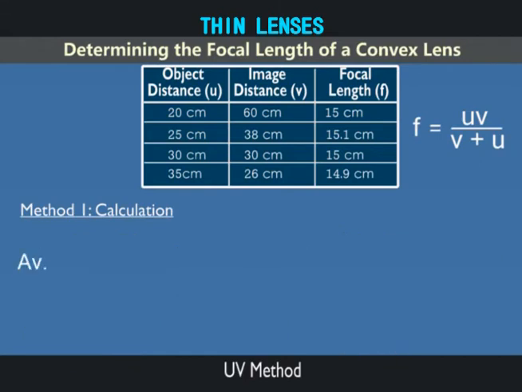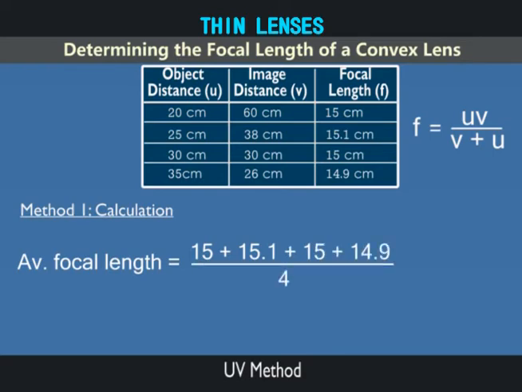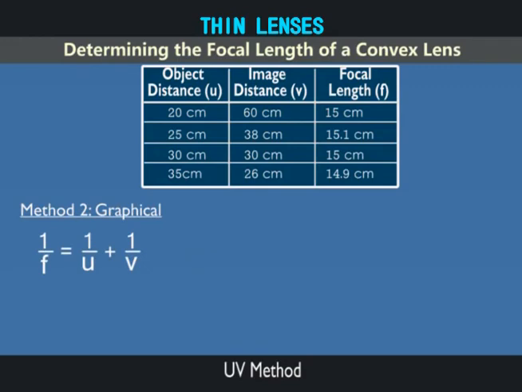Then we calculate the average value. 15 plus 15.1 plus 15 plus 14.9 divided by 4 gives us 15 centimeters. Let's try the second method, the graphical method.